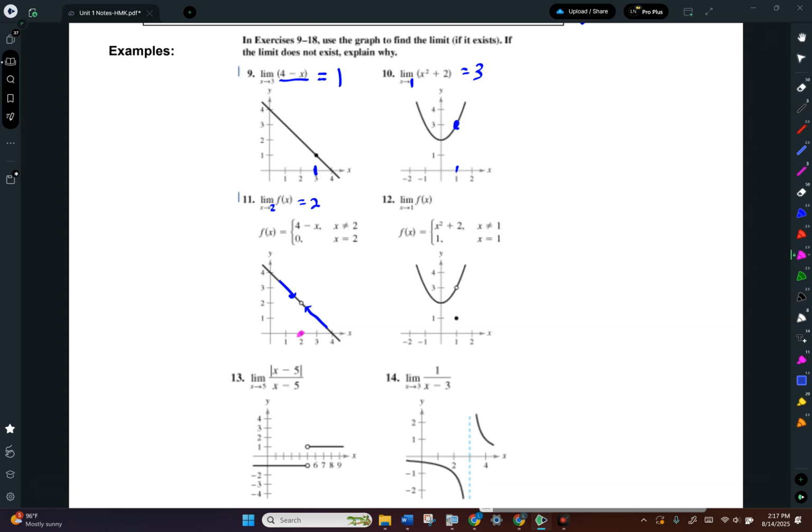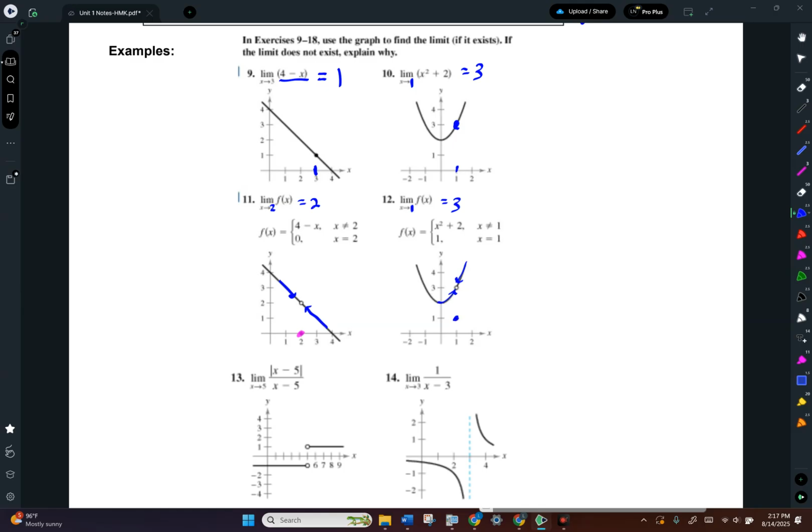So on number 12, this one says the limit as x approaches 1. So at x equals 1, the two sides of the graph come together at a hole, but the y value of that hole would be 3. It does not matter that there's this point dropped out down here.